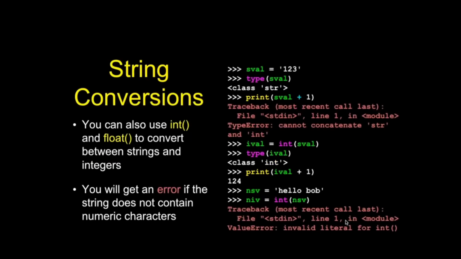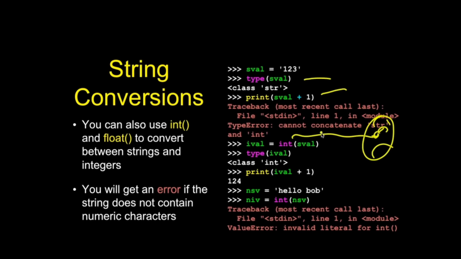We've also done this with string conversions, partly because, just as an example, the input function always returns a string. So here's this string, could be coming from input, but we'll just take 1, 2, 3. We know that that's a string. It's not the number 123. And if we try to add 1 to it, we get a traceback: cannot concatenate string and integer. But we can convert that string to an integer.